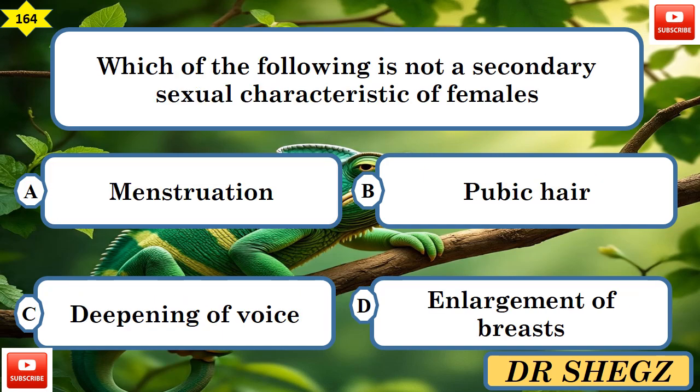The following is not a secondary sexual characteristic of females: menstruation, pubic hair, deepening of voice, enlargement of breast. Now the answer is deepening of voice. That's a secondary sexual characteristic of males, not females.